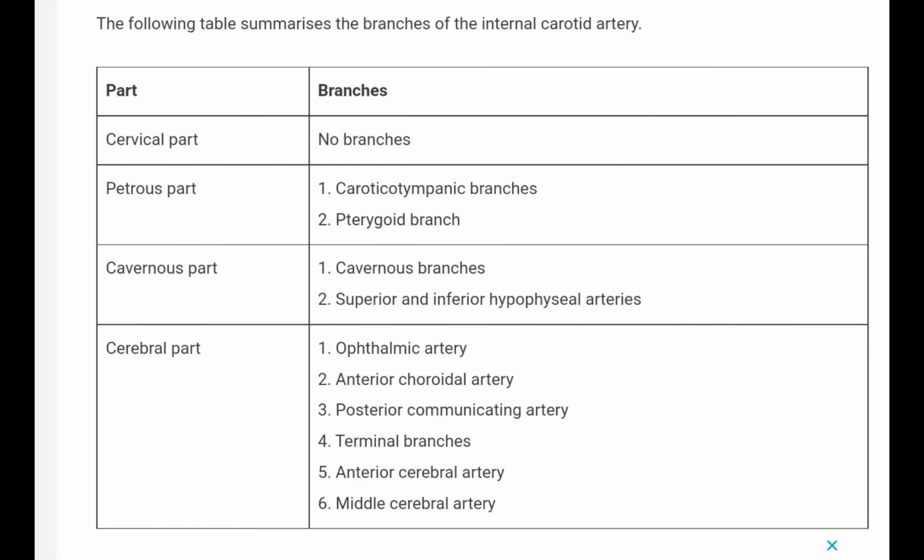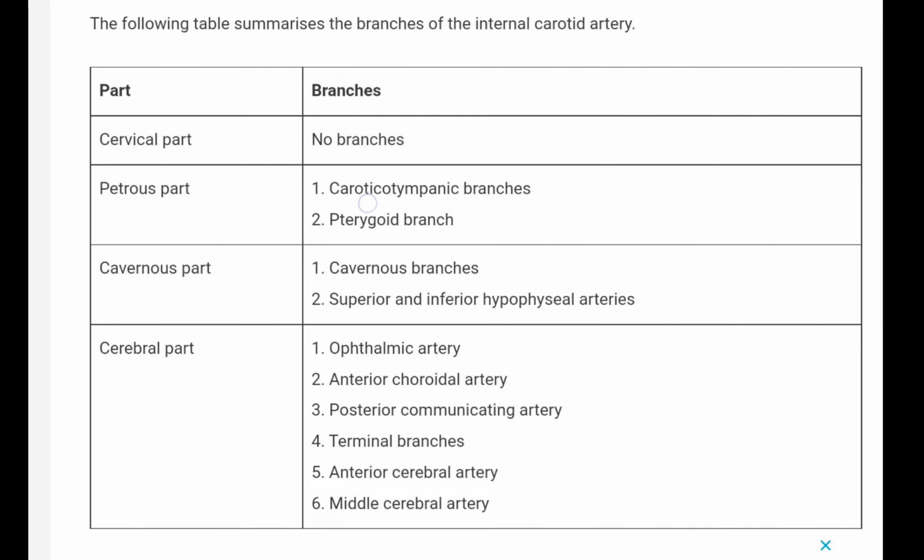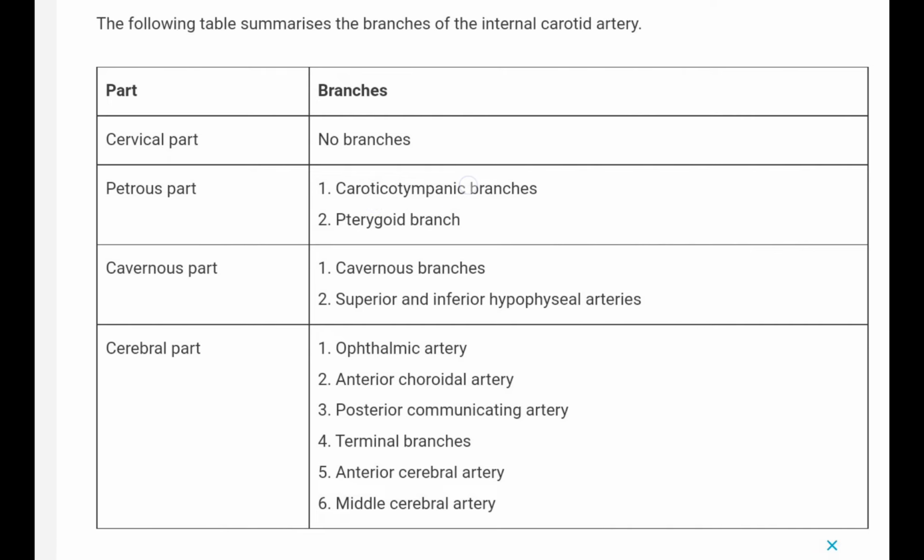Then we have branches of the internal carotid artery. It is divided into four parts: cervical part, petrous part, cavernous part, and cerebral part. Cervical part has no branches. Petrous part has carotid-tympanic branches and pterygoid branch. Carotid-tympanic along the carotid, and tympanic branches and pterygoid branches.